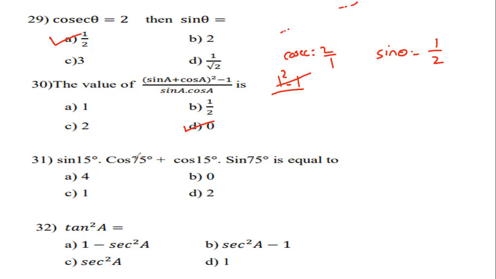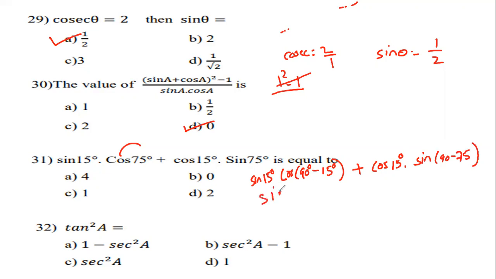Next, sin 15 degree cos 75 degree plus cos 15 degree sin 75 degree equals dash. Sin 15 degree, write as it is, and here instead of cos 75 you can write cos of 90 degree minus 15 degree. Plus this one, write as it is, cos 15 degree into sin, instead of sin 75 degrees, sin of 90 minus 75.